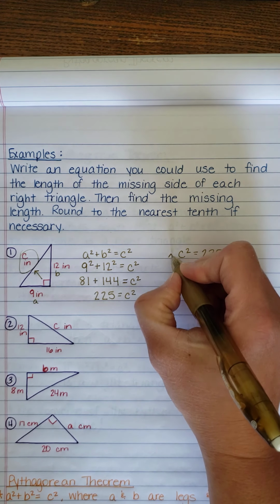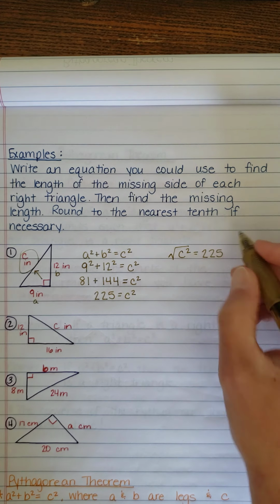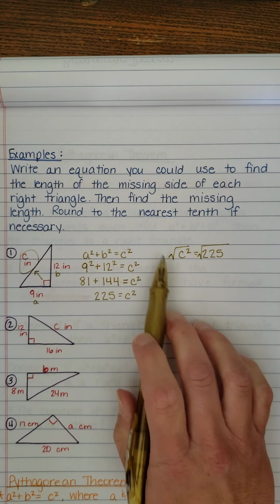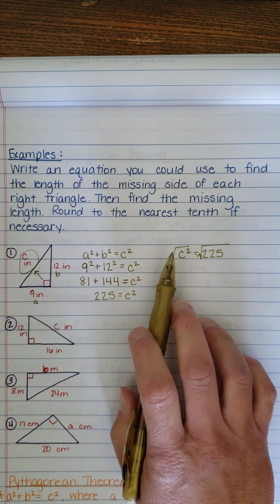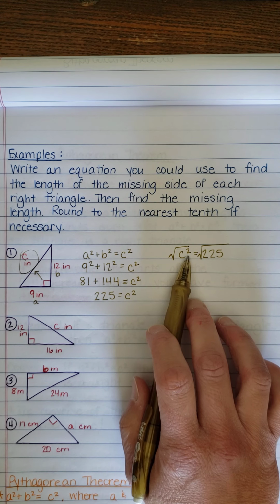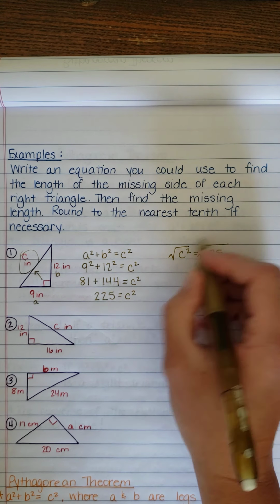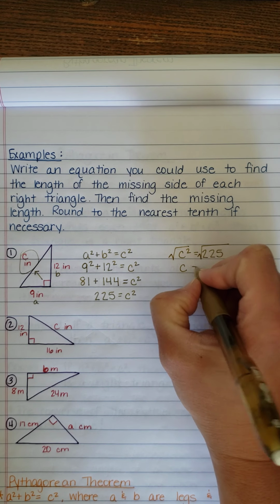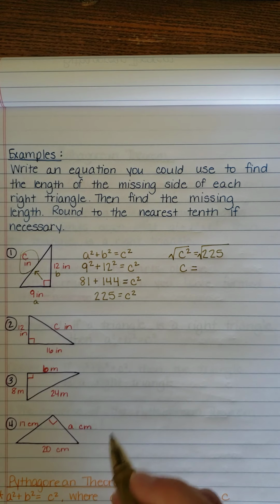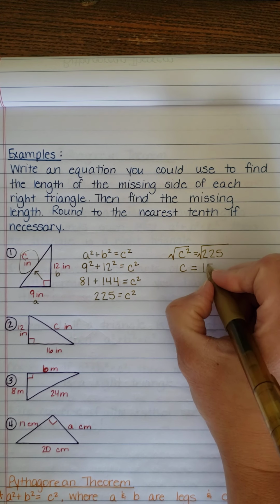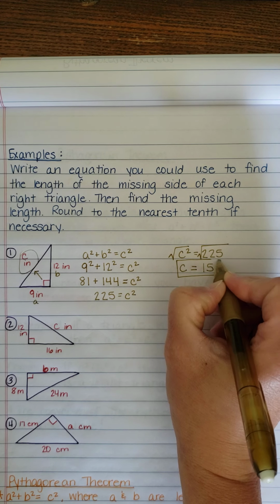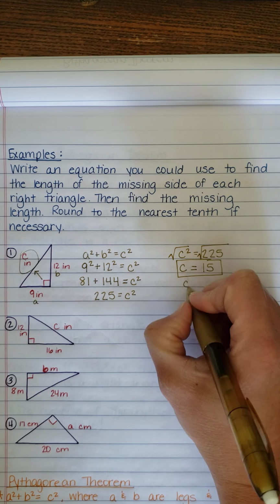And since we are working with an equation, we have an equal sign. That means whatever we do to one side of the equation, we have to do to the other. So to undo this square, I have to take the square root of each side. When you take the square root of a square, that undoes the square. So the square root of c squared is c, and then the square root of 225 is 15. So side c is 15 inches long.